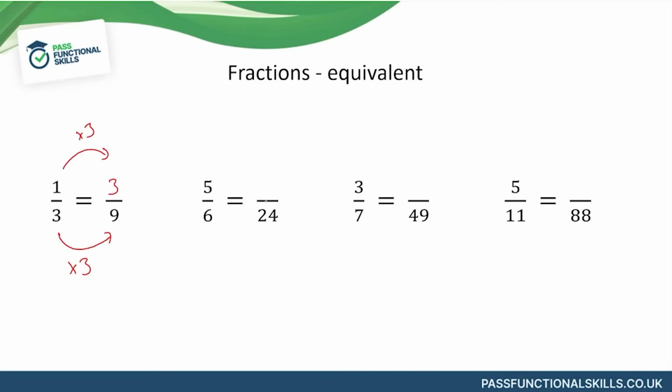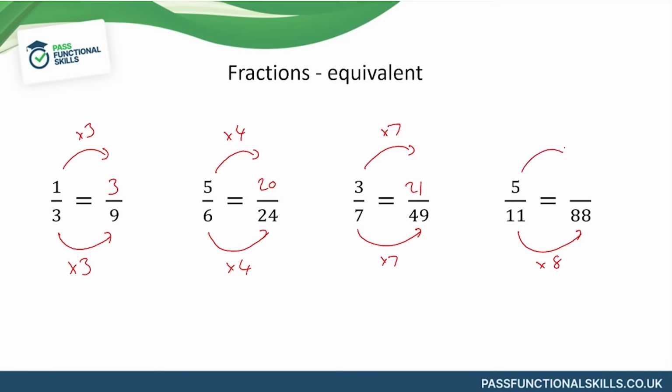5 over 6 is the same as what over 24? The bottom number we have multiplied by 4, so for an equivalent fraction we need to multiply the top by 4 as well, so 5 4s are 20. 3/7 is how many 49s? Well, 7 multiplied by 7 is 49, so for the equivalent fraction we need to multiply the top by 7, 7 3s are 21. 5 over 11 is the same as what over 88? Well, the number on the bottom we've multiplied by 8, so for an equivalent fraction we need to multiply the top by 8 as well, so that is 40 over 88.